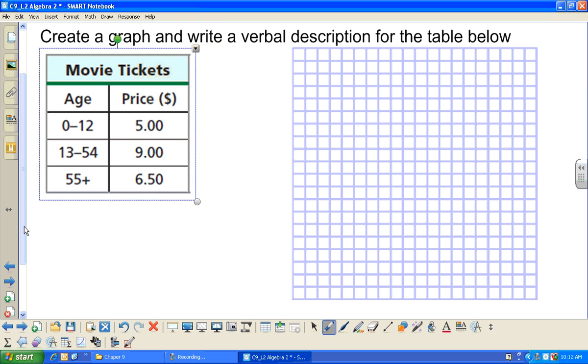on the bottom of my graph, I'm going to put my age. And I'm going to go by fives for this. And on the side, I'm going to put price, or money. I'm just going to go as is.